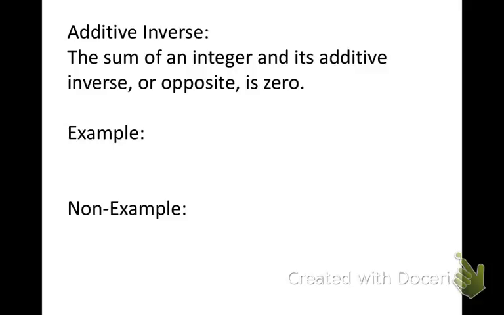Additive inverse. This is where we're going to be adding those opposites together. So the additive inverse, this is all going to go on the same line. The sum of an integer and its additive inverse, or opposite, is 0. Pause the video, make sure you have those words written down.